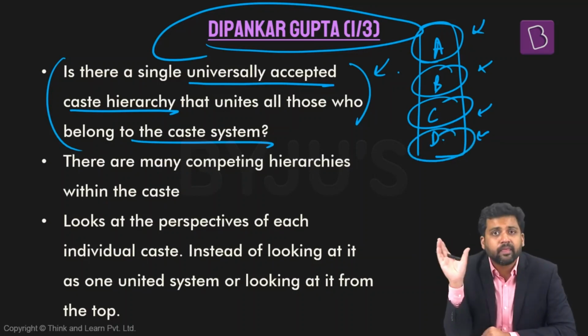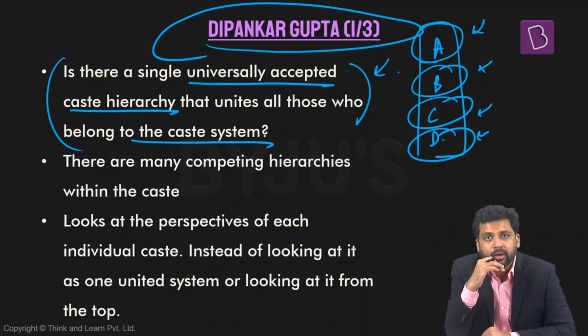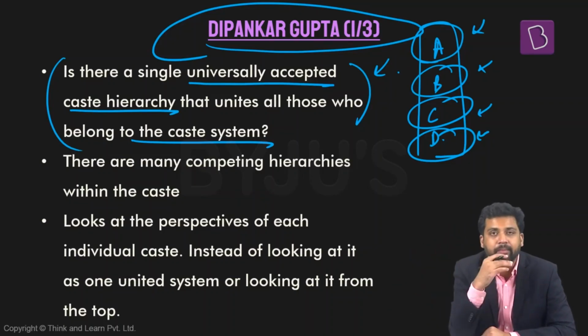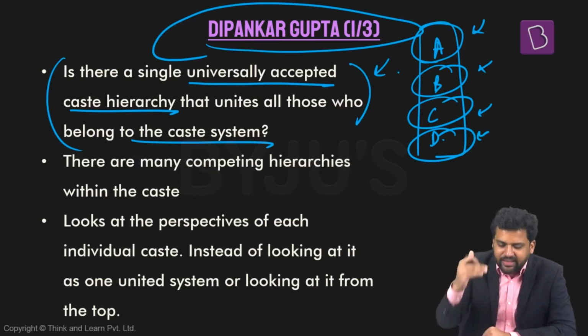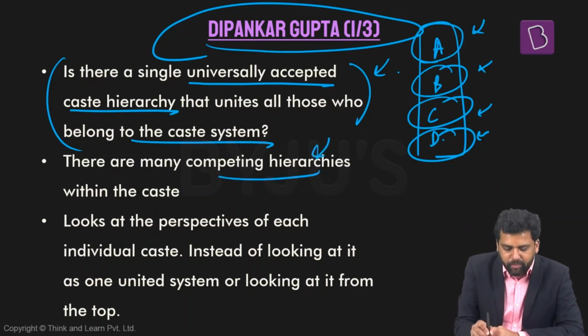Is this hierarchy same throughout the length and breadth of the country? Wherever you go, will you find A, B, C, D? Go to northern parts of India, southern parts of India, some pockets in central part of India. Will you see this hierarchy? Dipankar Gupta says that this is not the case. You will not find exactly this kind of a hierarchy everywhere. He says there are many competing hierarchies within the caste system.